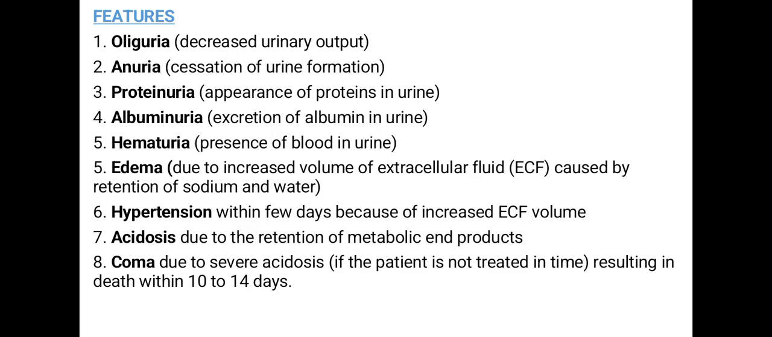Then features of acute renal failure. First one is oliguria. Decreased urinary output is called oliguria. Anuria, cessation of urine formation. Then proteinuria. Appearance of proteins in urine is called proteinuria. Or albuminuria? Excretion of albumin in urine is called albuminuria. Hematuria. Presence of blood in urine is called hematuria.